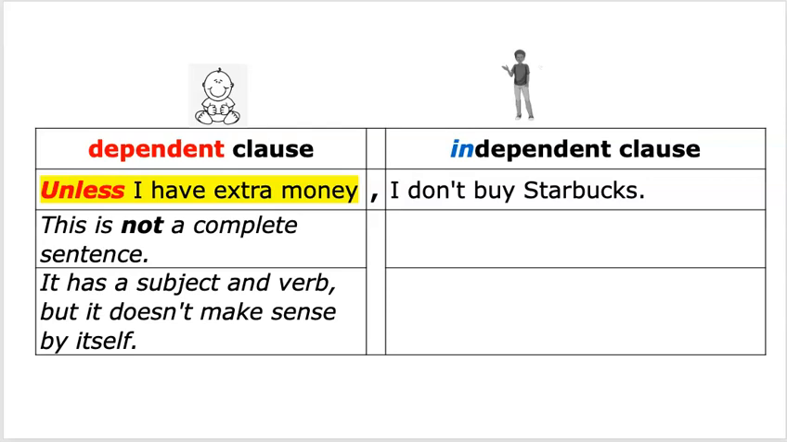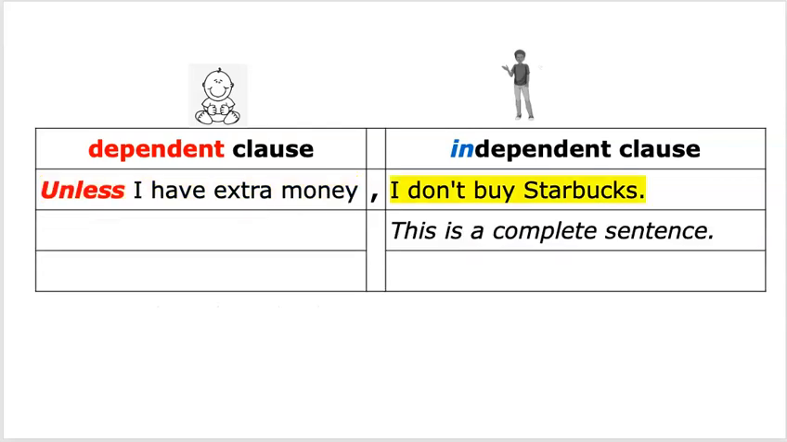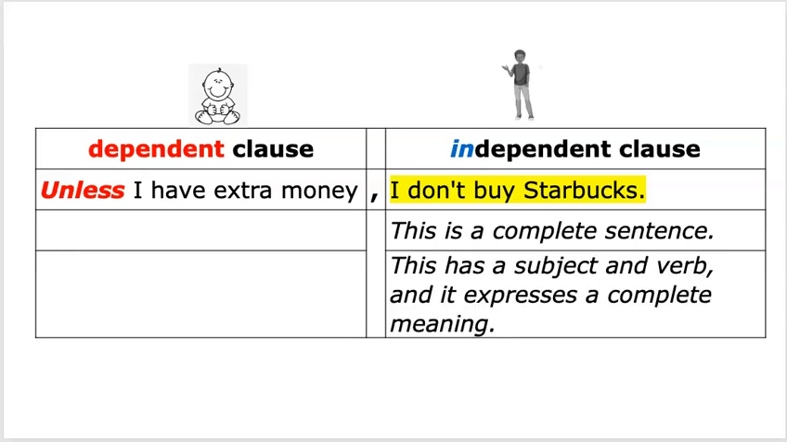If I told somebody, unless I have extra money, they would ask me, what? What happens unless you have extra money? So the dependent clause must always be connected to an independent clause. Now, I don't buy Starbucks is an independent clause because it is a complete sentence all by itself. It has a subject and a verb, and it expresses a complete thought.